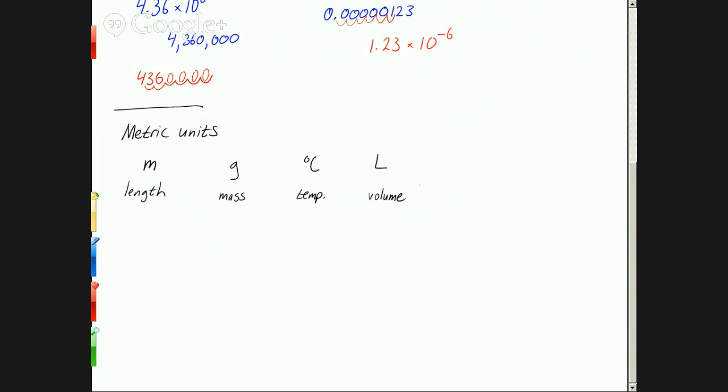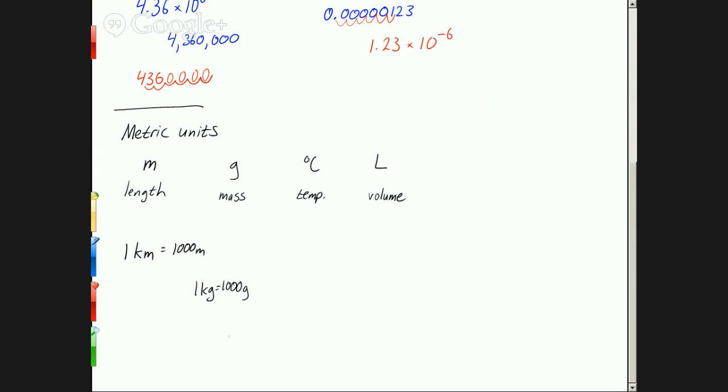And then you also need to know some prefixes as to how they relate to the original. So if a meter is a particular length, what is a kilometer? How many meters is that? Yeah. So a kilometer is 1,000 meters. And in general, a kilo of anything is going to be 1,000. So a kilogram is 1,000 grams, and so on.